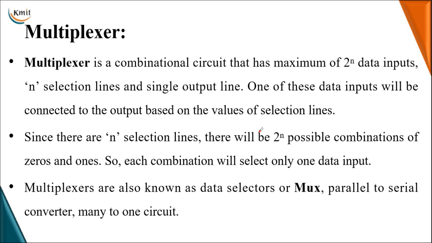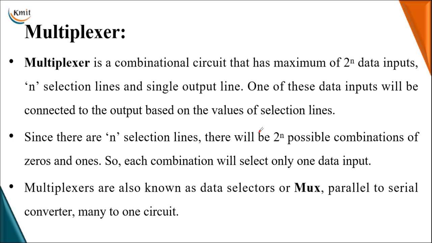It is a combinational circuit which has 2 power n data inputs, n selection inputs, and one single output line. One of these data inputs will be transferred to the output terminal based on your selection input combination. Since there are n selection inputs, you can substitute zeros and ones on the selection lines, and based on those logical values, out of the 2 power n inputs, one input is transferred to the output terminal.